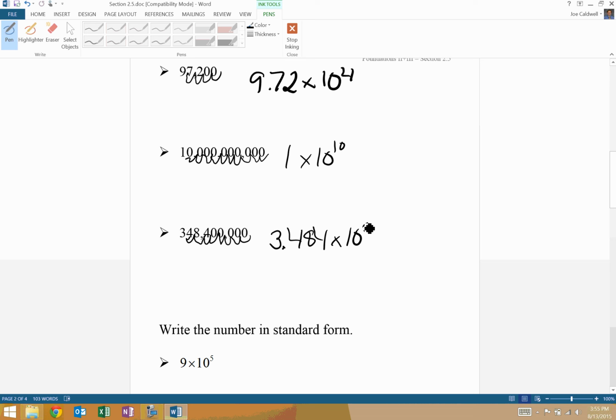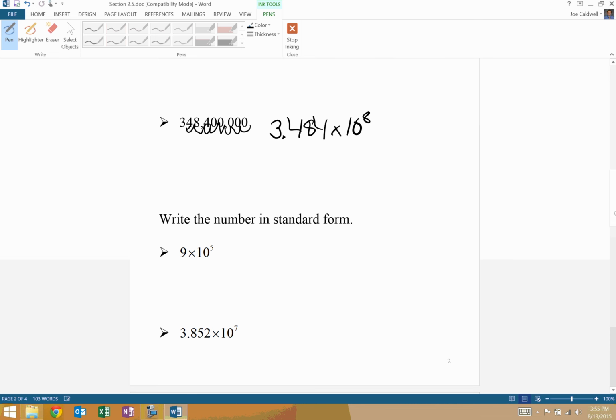Now when we go in reverse, the exponent tells us how many swoops we need to move in the other direction. I start at the decimal. If it's a number that doesn't have a decimal, it's just at the end of the number. The exponent tells us how many swoops to go: 1, 2, 3, 4, 5, and we fill those swoops in with zeros. That's how we get it back to standard form.